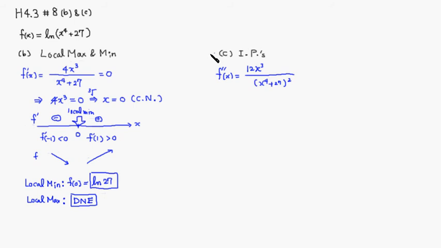All right, and then actually 12x squared, and you have x to the fourth plus 27 minus 4x cubed times the derivative of that, which is actually 4x cubed.